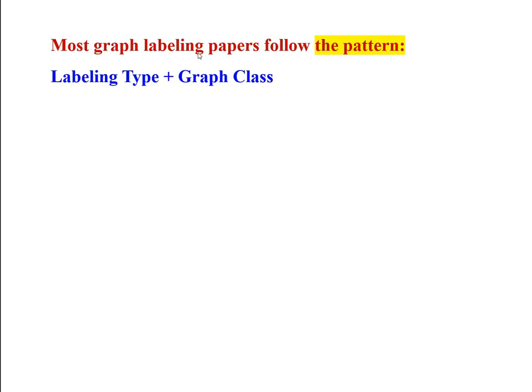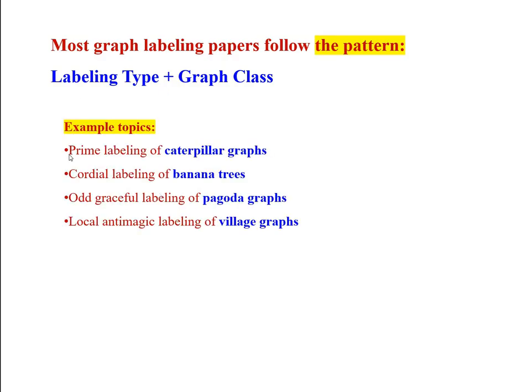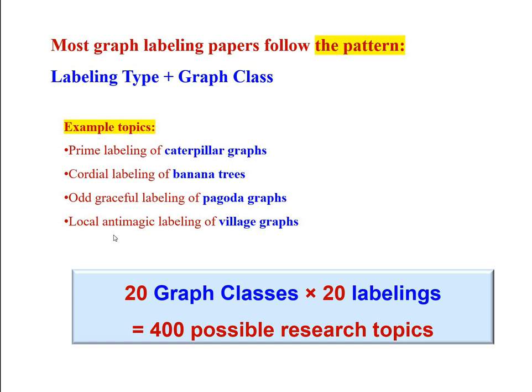Now most graph labeling papers follow this pattern: labeling type plus graph class. So, for example, prime labeling, this is the type, and the graph subclass, caterpillar graphs. And then cordial labeling of banana trees. Odd graceful labeling of pagoda graphs. Then local anti-magic labeling of village graphs. So, many labeling papers have come up by following this.